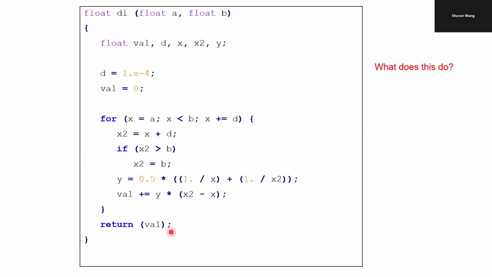Let's look at an example. This is a function that is written not to be misleading. All of the variable names make sense to the writer. And this is a pretty simple function. Let's spend 1 minute, and can anyone tell me what this function is doing?